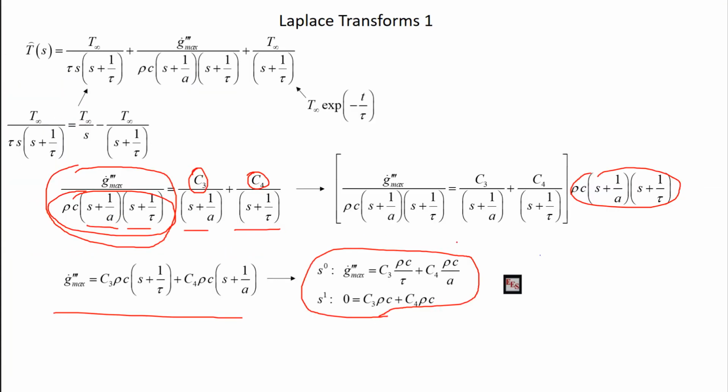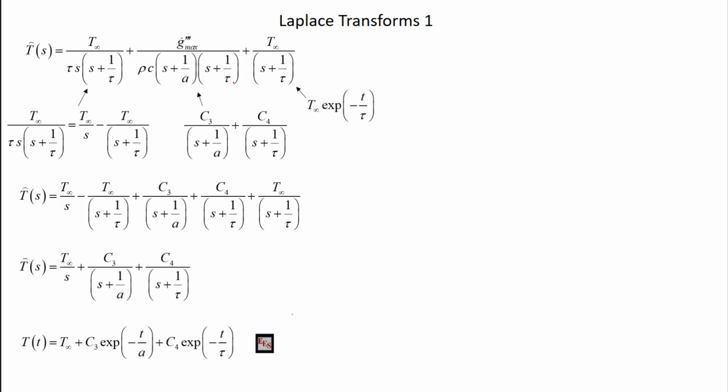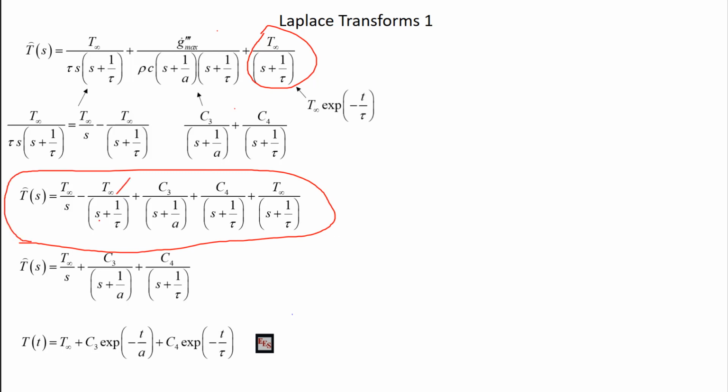Okay, so at this point, I think I'm done, right? I broke this guy up into this guy. I broke this guy up into these two terms, and then this one was already fine. So if I make those substitutions, I get that. This term and this term cancel out, so I actually only get this. And this is now composed of three terms that are each easy to inverse Laplace transform. This is a constant, this is the exponential, and then this is the other exponential.